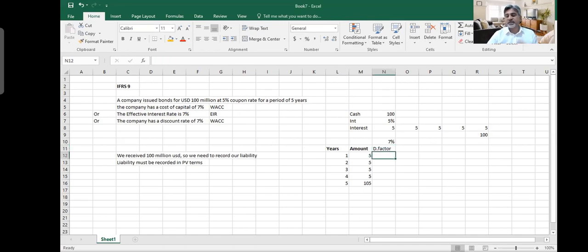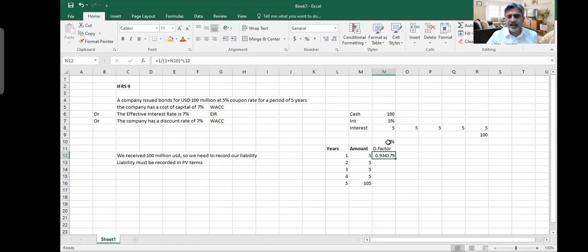I use the formula here for the discount factor. Please see it carefully. The formula should start with an equals sign. You can see it here on my formula bar. Now I'm writing down the formula. So I would say equals 1 divided by 1 plus this interest rate. I close the bracket and then I put the power sign, power 1, because this is the first year discount rate.